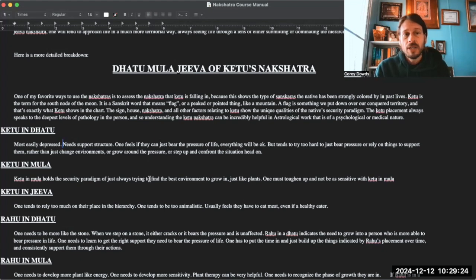Ketu in Jiva, relying too much on your place in the hierarchy, relying too much on primal animalistic approaches to life as well. Like people that feel they have to eat meat, you know what I mean? Even if they're a healthy meat eater, if they have Ketu in Jiva, they will feel like they have to eat meat no matter what. Even if they're a super health freak, you'll see this all the time. Because it's just this subconscious paradigm from many lives.